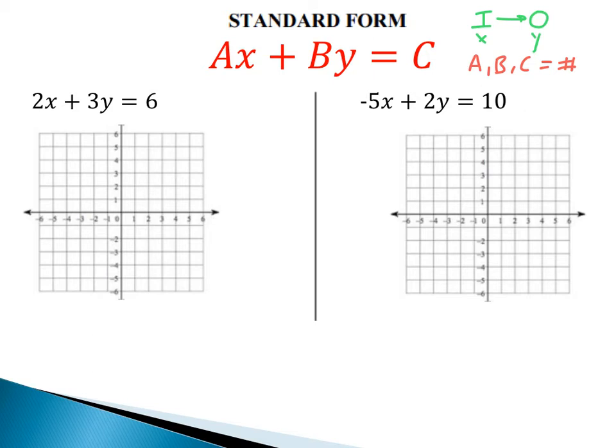So for example, we have this one: 2x + 3y = 6. So A would be 2, B would be 3, C would be 6. So the question is, how do I figure out where the intercepts are if something is written in standard form? Because what we're going to do today is, again, graph by finding the intercepts.